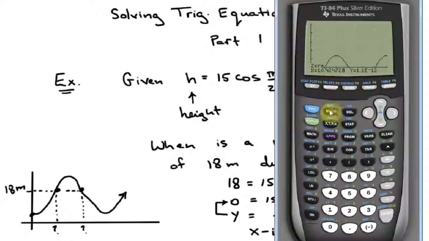So there's one of my solutions. Now I'm going to find the other, and I'm just going to repeat the process. So second, trace, and I choose 0. I move my cursor somewhere on the left side. Doesn't really matter where, as long as it's on the left side of this x-intercept. So that looks pretty good. I'm going to hit enter. Then I'm going to move it past the x-intercept. So that looks pretty good. And then instead of guessing, I'll just hit enter one more time. And I get 29.58. So here's my two answers.